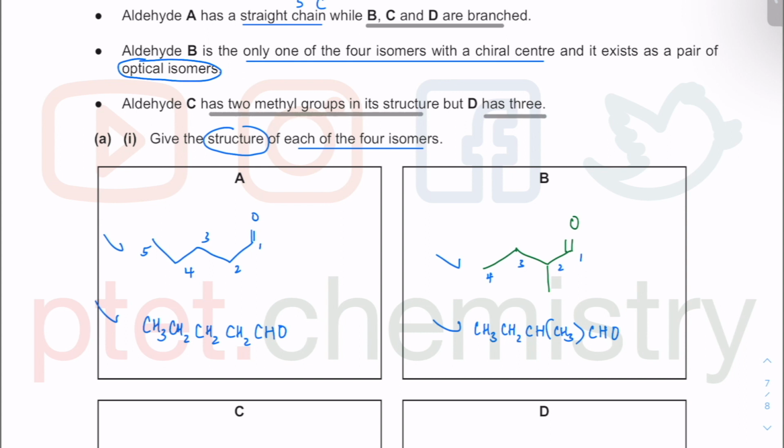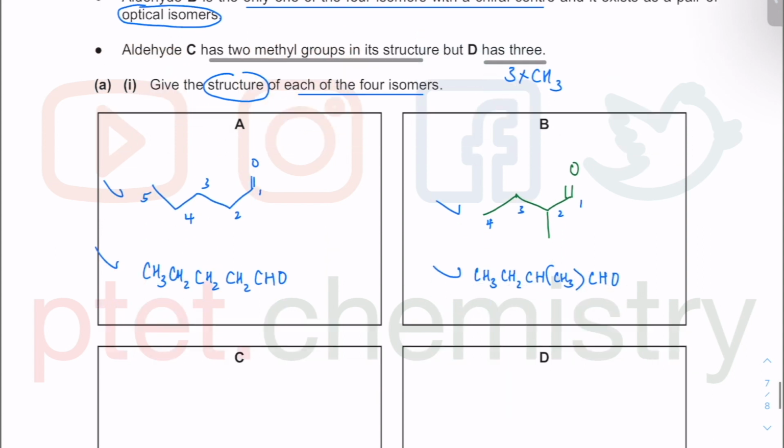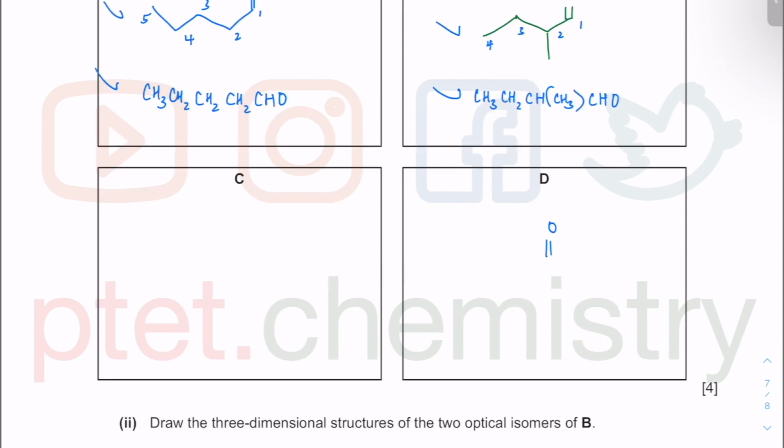D has 3. So 3 what? 3 times CH3. So aldehyde D, I have aldehyde. So I cannot have the methyl there. It must be there. I have 3 methyl. 1, 2, 3. Aldehyde C only has 2 methyl. So 1, 2. Like that. Because this one is 1, 2, 3, 4, 5. This is 1, 2, 3, 4, 5, like that.